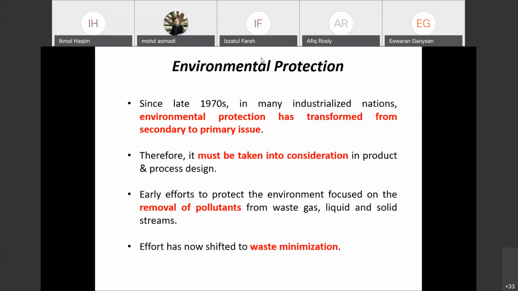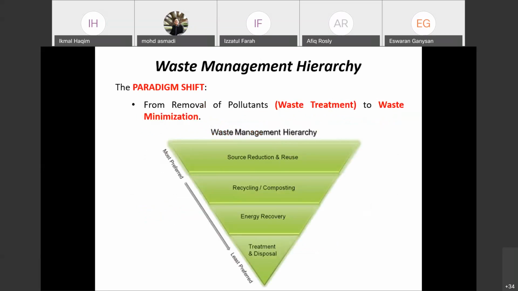If you look at here, the early effort was focusing on the removal of pollutants from waste gas, liquid as well as solid, and now it has shifted to waste minimization. This is the hierarchy of waste management. We call it a paradigm shift, from removal of the pollutants to waste minimization.